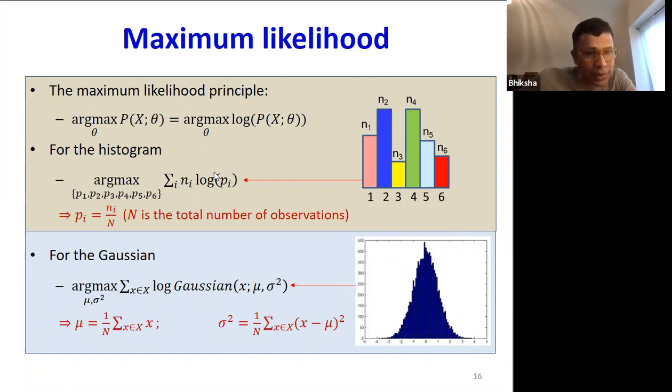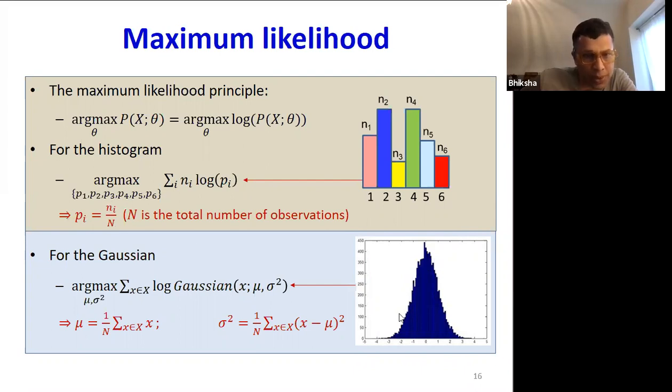I won't go through the math. It's very easy to solve. It's a simple differentiation and setting the derivative to 0. And that will give you the solution for the probability of the ith face. The probability of the ith face is the number of times it was observed divided by the total number of observations.